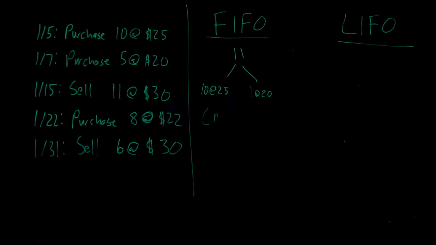If we were going to record an entry on the 15th using FIFO, we would debit cost of merchandise sold, credit inventory. Now we're going to add these up. 10 times 25 is 250. 1 times 20 is 20. 250 plus 20, our cost of merchandise sold on the 15th is 270.